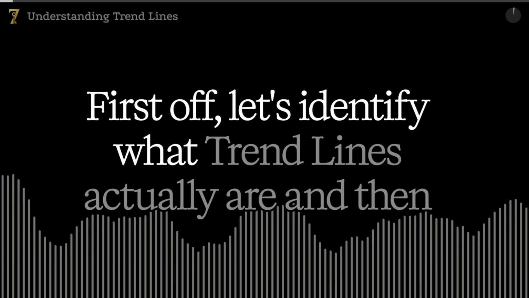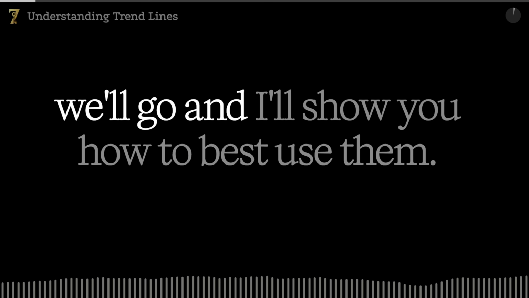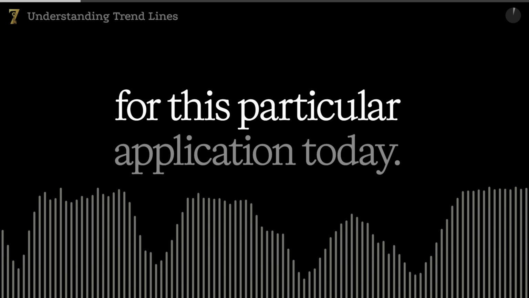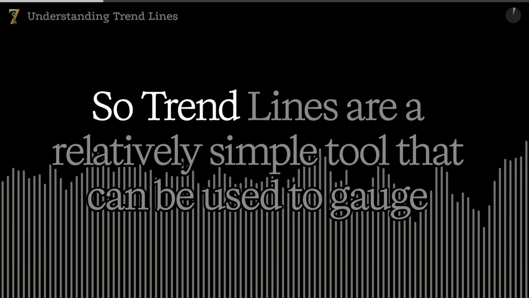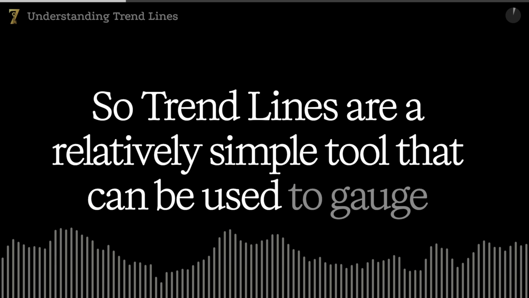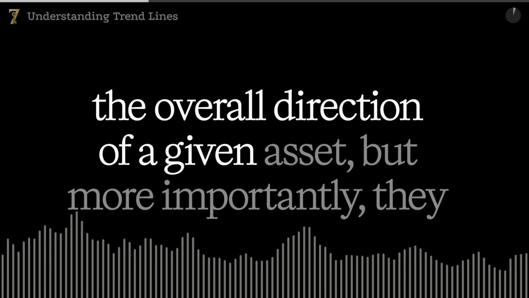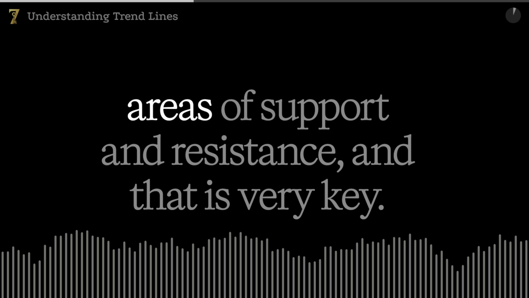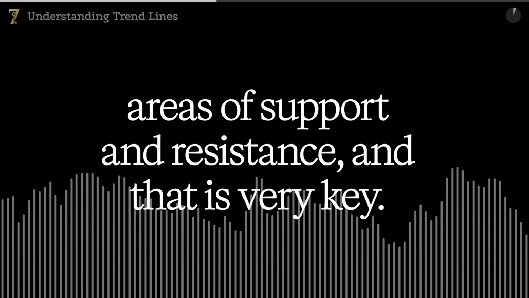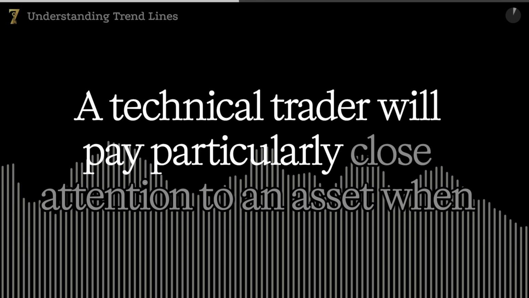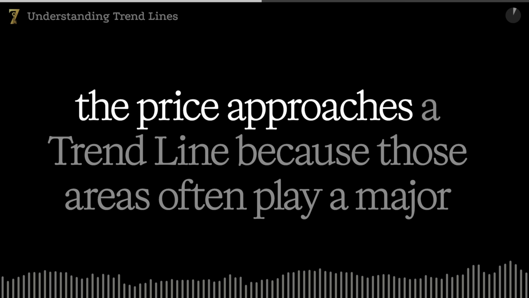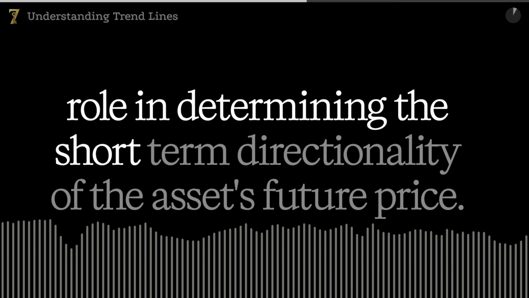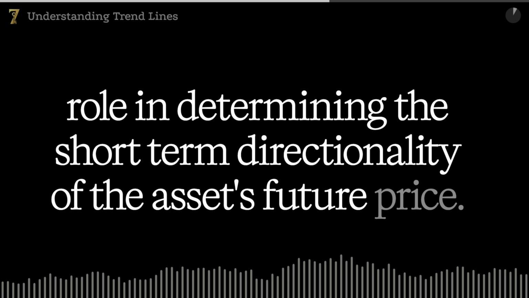First off, let's identify what trend lines actually are, and then I'll show you how to best use them. We'll use the Russell 2000 futures chart for this particular application today. So trend lines are a relatively simple tool that can be used to gauge the overall direction of a given asset. But more importantly, they can also be used by traders to help predict areas of support and resistance, and that is very key. A technical trader will pay particularly close attention to an asset when the price approaches a trend line because those areas often play a major role in determining the short-term directionality of the asset's future price.